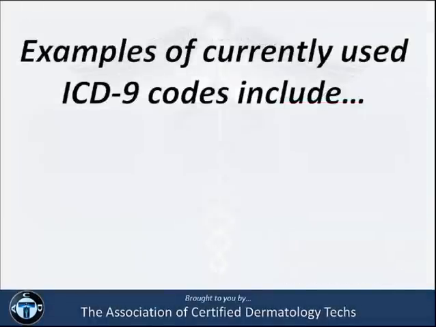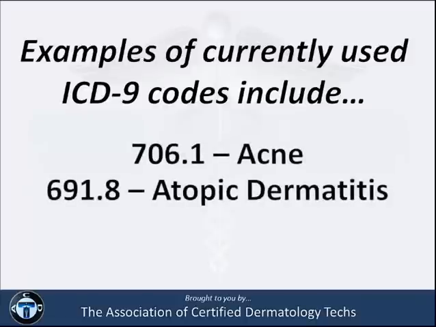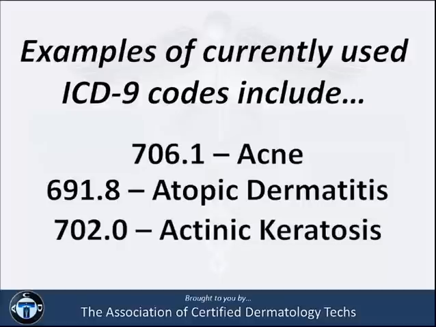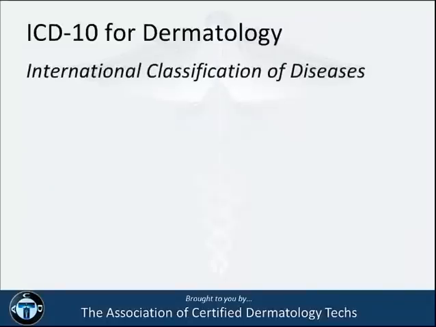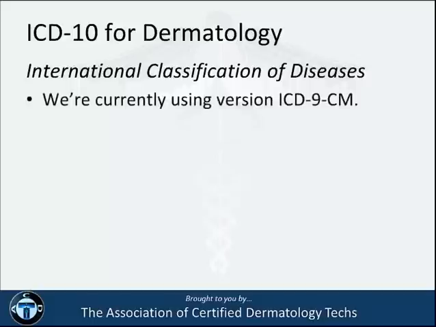Under the current ICD-9 code set, typical examples would include 706.1 for acne, 691.8 for atopic dermatitis, and 702.0 for an actinic keratosis. Those of you who have been working in dermatology for a while now probably have these codes memorized. ICD stands for International Classification of Diseases. In the United States, we're currently using version 9, also known as ICD-9-CM, and have been doing so for years.